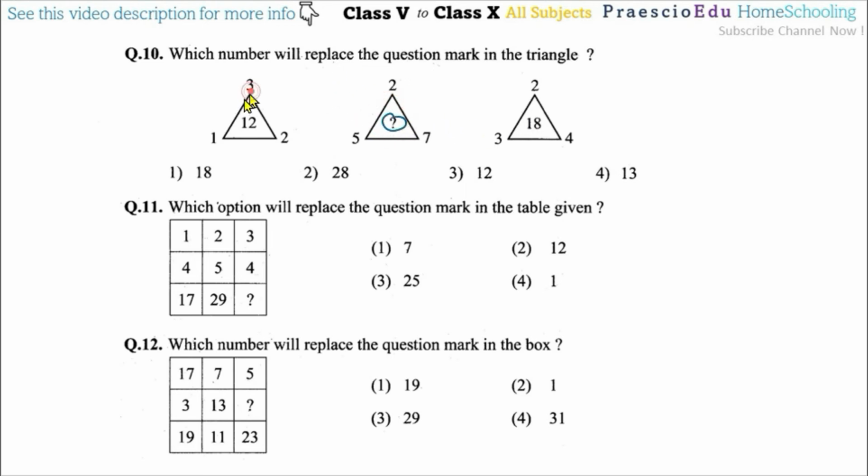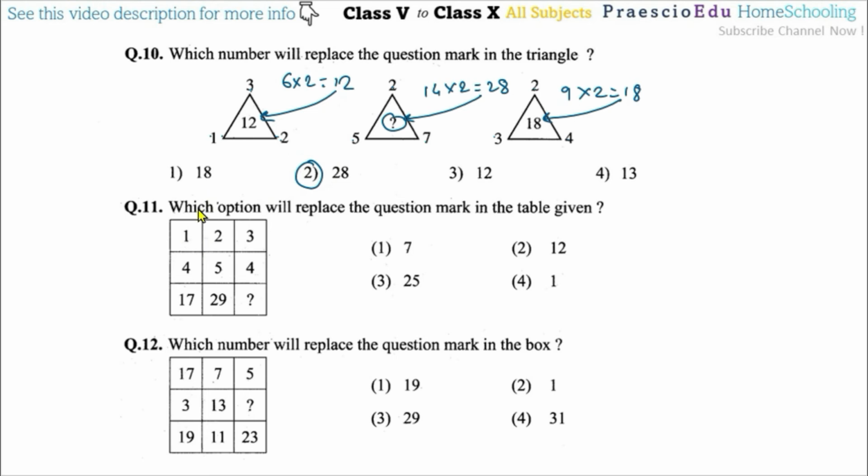So if you add all the vertices' digits, 1 plus 2 is 3, 3 plus 3 is 6, and multiplied by 2 we get 12, which is the middle number. Likewise here, 2 plus 3 is 5, plus 4 is 9, and 9 multiplied by 2 is 18, which is the middle number. Like this one, 2 plus 5 is 7, plus 7 is 14, multiplied by 2 we get 28, and this should replace the question mark, so option number 2, 28, is the correct one.